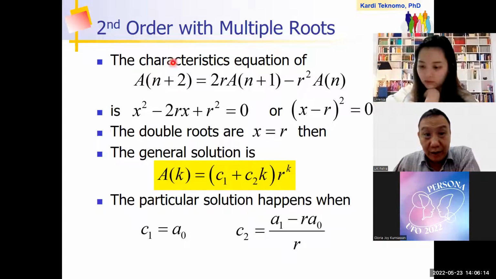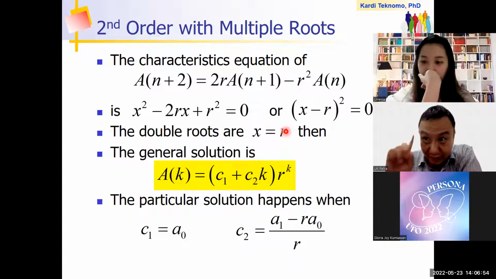If you have second order with multiple root, this is what happens. Usually the form is like this: 2r an here minus r squared. Why? Because with this you will get exactly this one, right? So this is the characteristic equation, and this is the one that causes the multiple root. So r here is the root, right? So you have double root, x1 equal to x2 equal to r.